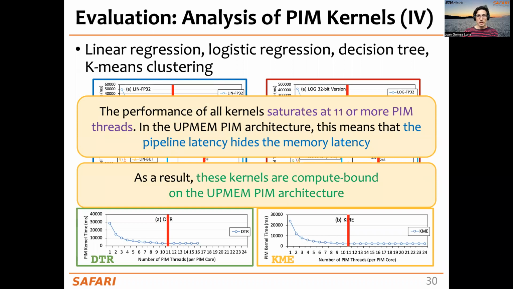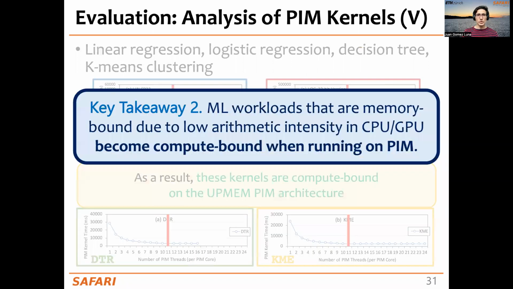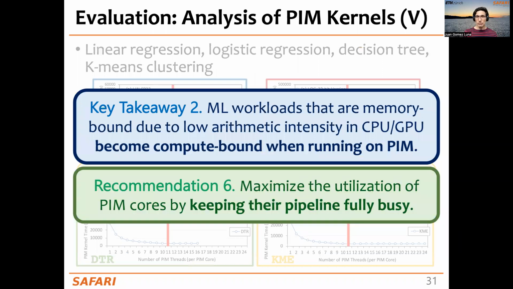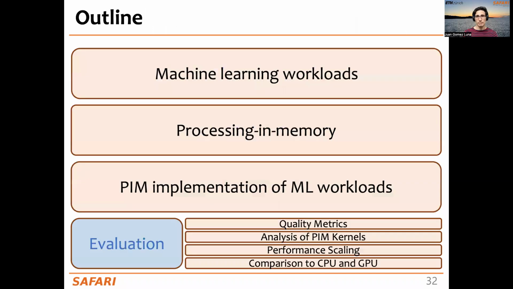And this is especially true for kernels that behave as, or become, compute bound in the PIM architecture. The access to data is solved because with the streaming memory accesses we can have a very high bandwidth, but the pipeline is not that fast. So that's why these kernels behave as compute bound. So takeaway number 2 is that ML workloads that are memory bound due to their low arithmetic intensity in CPUs or GPUs become compute bound when running on processing in memory systems. And one recommendation is to maximize the utilization of PIM cores by keeping their pipeline fully busy.